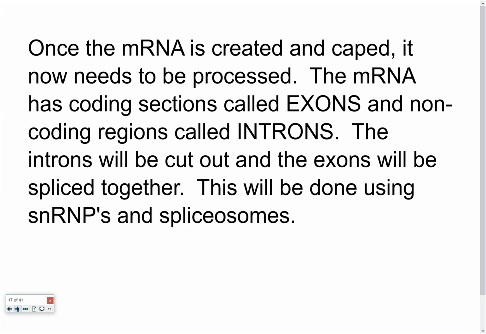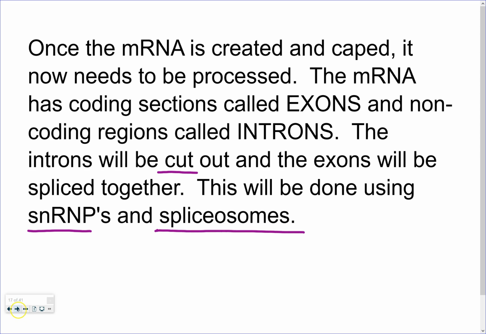Once the mRNA is created and it is capped, it now needs to be processed. Those sections of coding, or the coding regions, are known as exons, and the non-coding regions are known as introns. The introns need to be cut out, and they're going to be cut out using these SNRPs, and then the pieces will be spliced together using spliceosomes.